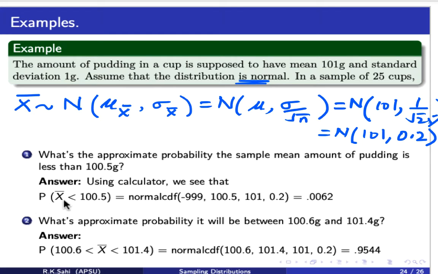So the probability that the sample mean is less than 100.5 is normal CDF, negative 999, 100.5. Now this 101 is the mean of the sample mean, and 0.2 is the standard deviation of the sample mean. The answer is 0.0062, but we are still going to use our calculators. Let's go ahead.